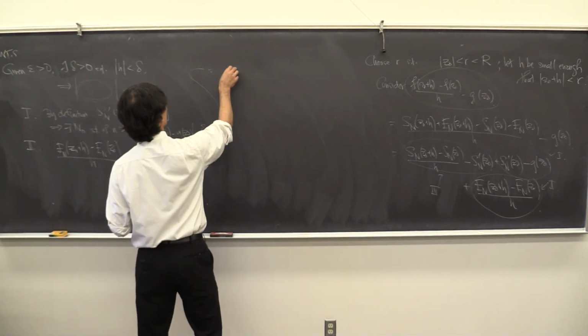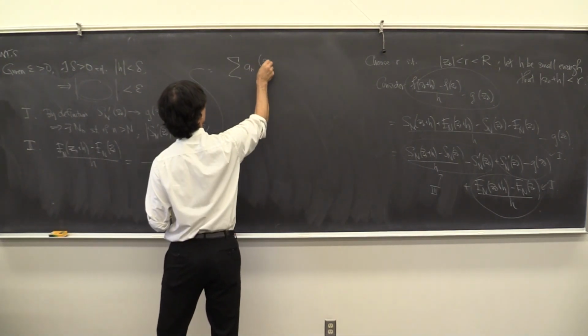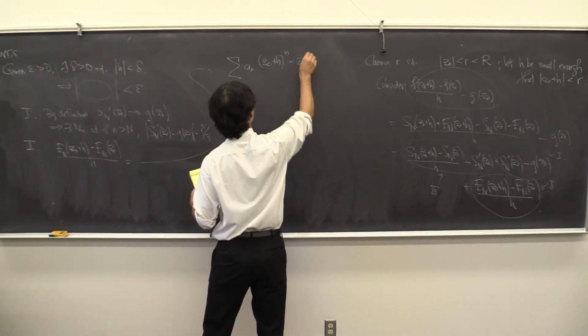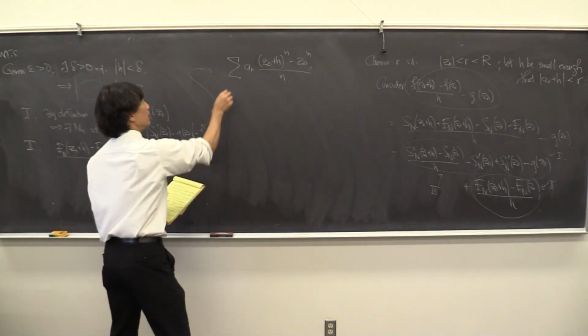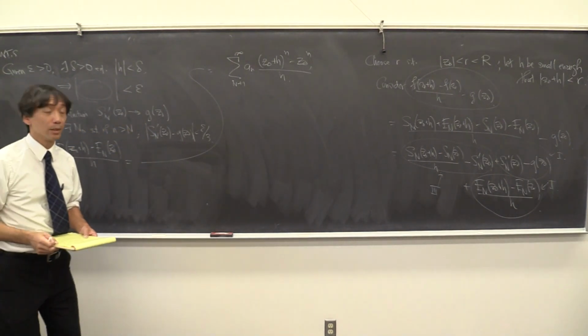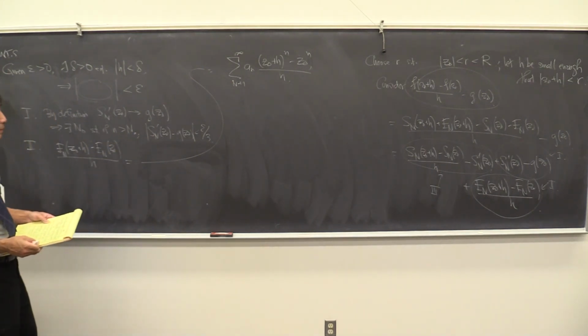Right. So this is going to be the summation of a sub n times (z naught plus h) to the n minus z naught to the n, over h, from n plus 1 to infinity. Yes? Pardon me, is that to say there exists an n naught such that n is greater than n naught? Thanks.